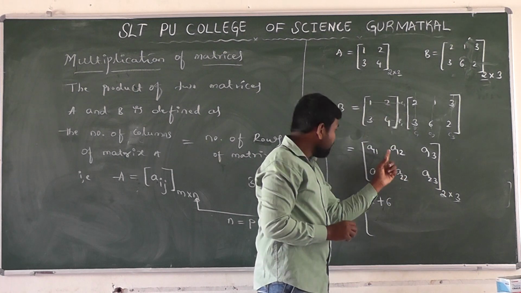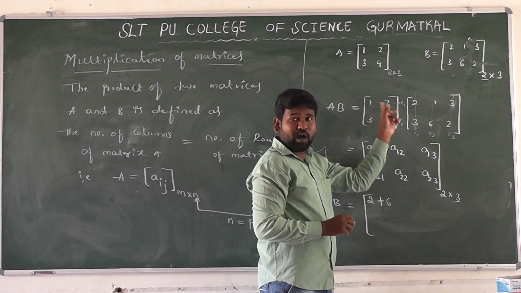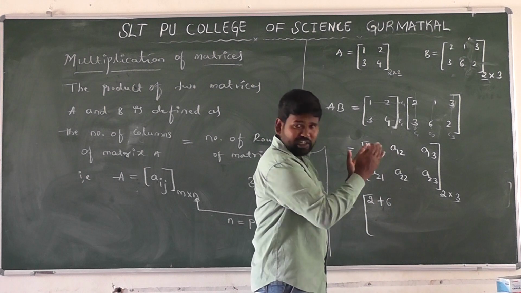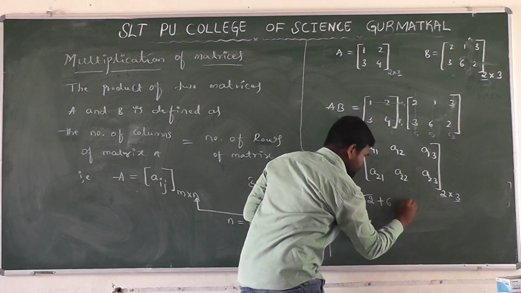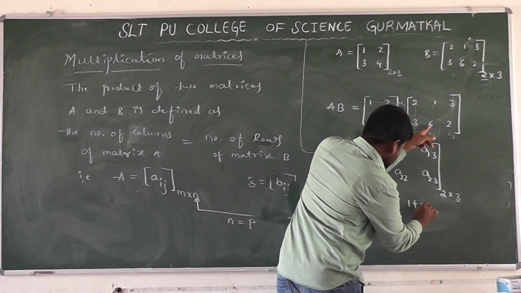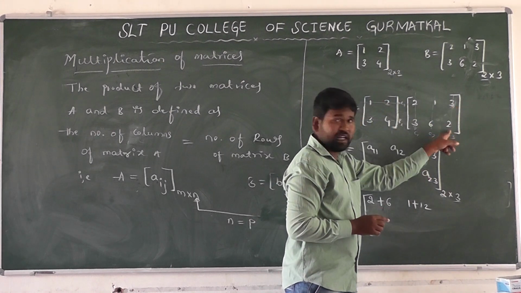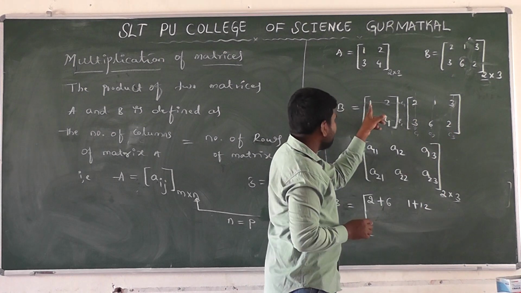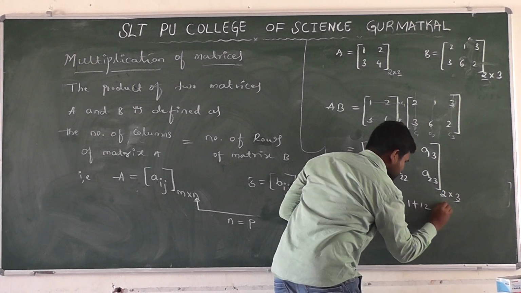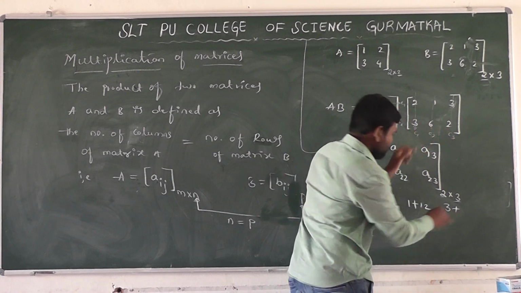And this one means the first row of the A matrix and the second column of the B matrix. What is the first row? 1 2. And the second column of the B matrix? 1 6. We multiply the corresponding elements and get the sum. 1 into 1 is 1. Plus 2 6s are 12. Next, this means the first row and the third column element. We multiply the corresponding elements and get the sum. 1 3s are 3, plus 2 2s are 4.